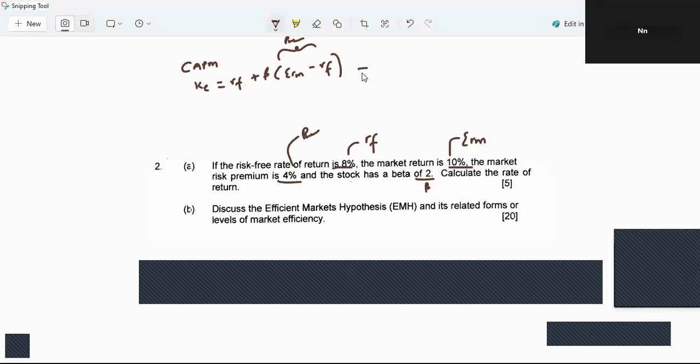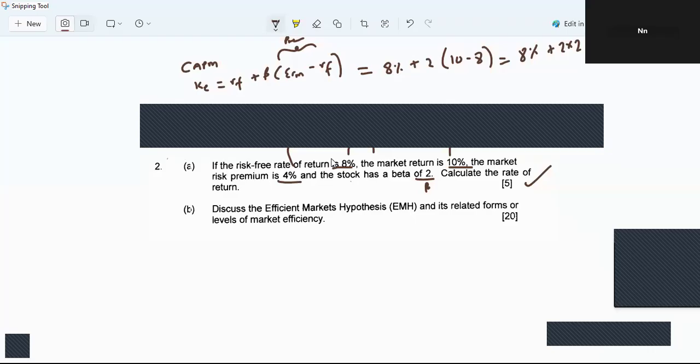The risk-free rate is what? 8% plus beta is 2, times market return 10 minus risk-free rate, which is 8. So this is 8% plus 2 times 2. So 8% plus 4%, what do we get? 12%. So this is how we calculate our rate of return.